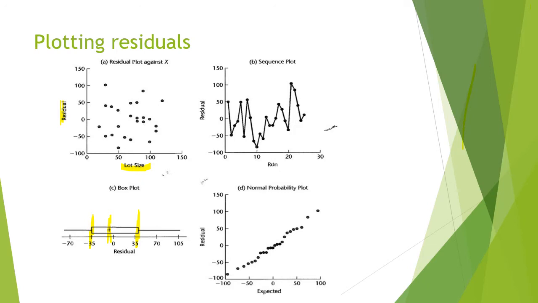The fourth plot is a normal probability plot, which is used to see if your data is normally distributed. And on the x-axis, you have the expected value, and on the y-axis, you have the residual value. And if these two values are closely correlated, in other words, it makes a diagonal line, then you can reasonably assume that there is normal distribution with your model.